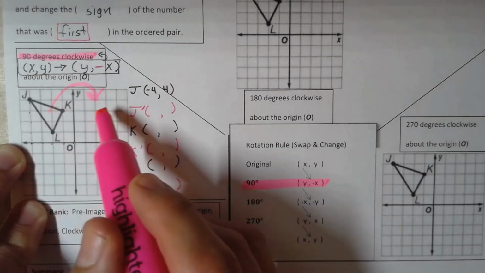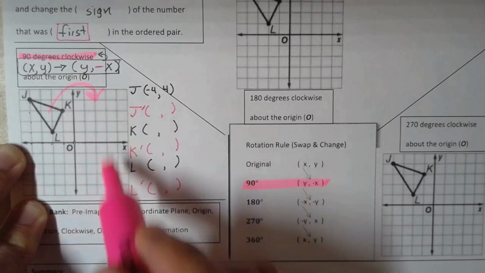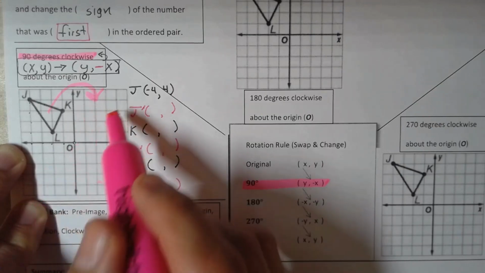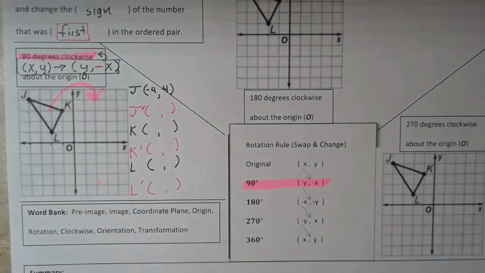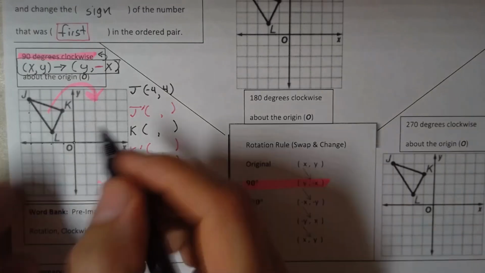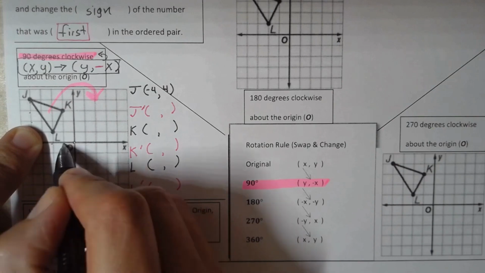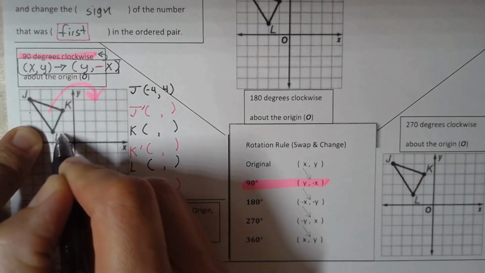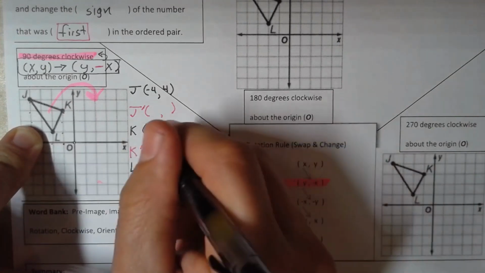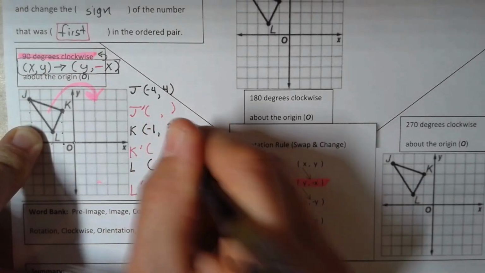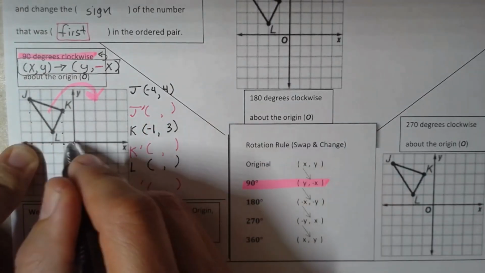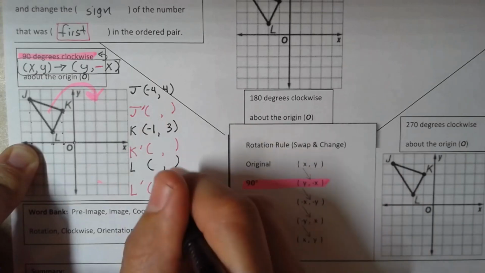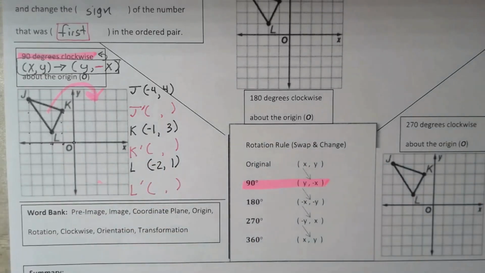So my triangle should end up over here. If my points go anywhere else other than right here in quadrant 1, I know I've done something wrong. So just keep that in mind. And if we do K, we go over 1, that's negative 1 for the X, and then up 1, 2, 3, that's positive 3 for the Y. So negative 1, positive 3. L is going to be over 2, up 1, so negative 2, positive 1.